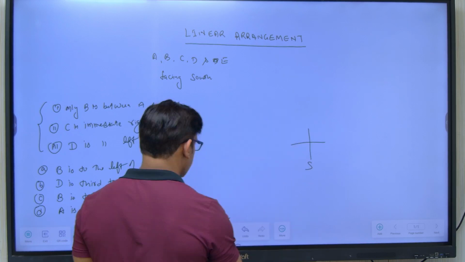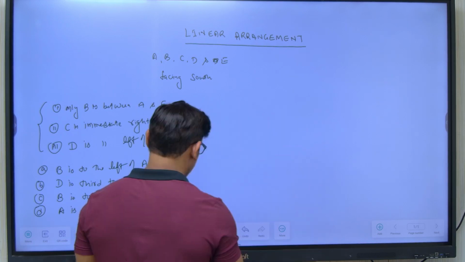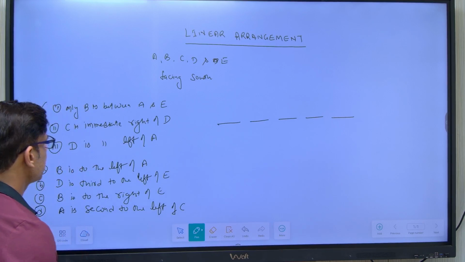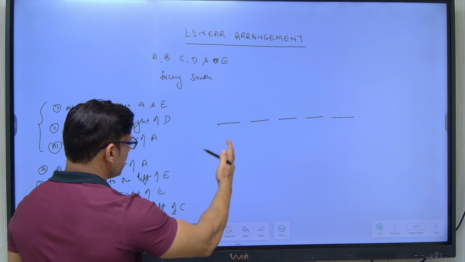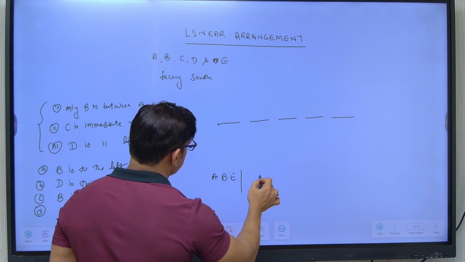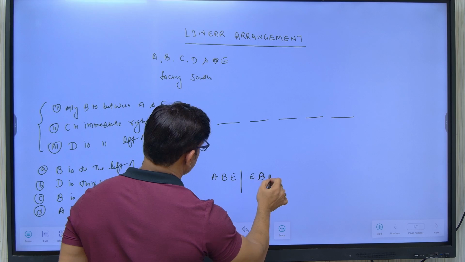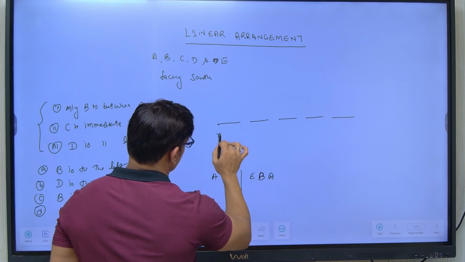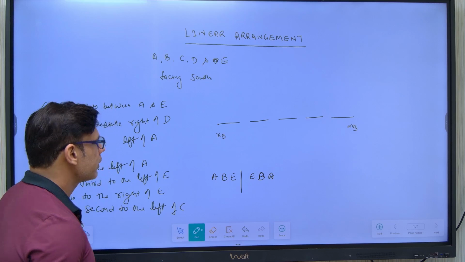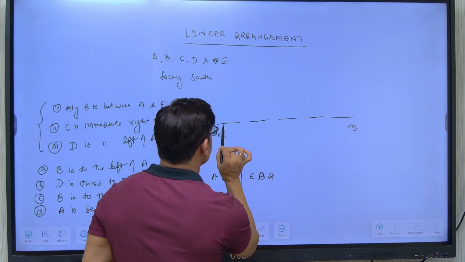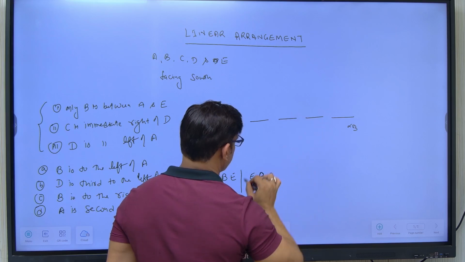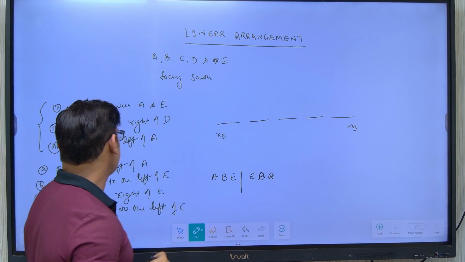This information is given to us. Let's try to put five people, 1, 2, 3, 4, 5. The first statement is B is between A and E. I don't know where B is, but B is definitely between A and E. So it can be like this, or it can be B, E, and A. I'm sure that B cannot be here, and B cannot be here. So I cancel those out. There's a possibility that A is here and B here, or A here, B here, E here, but B definitely cannot be at the end.